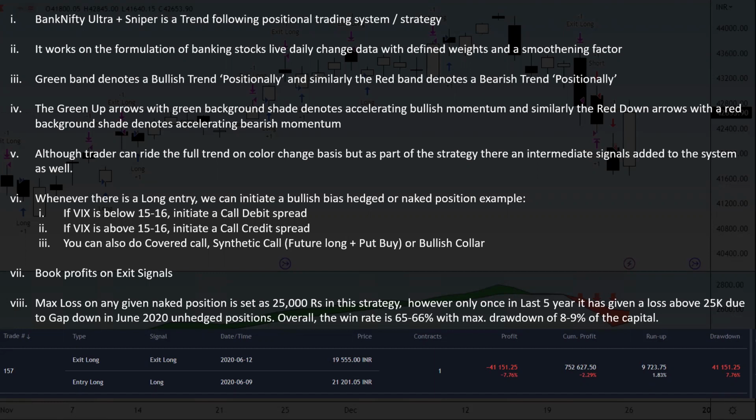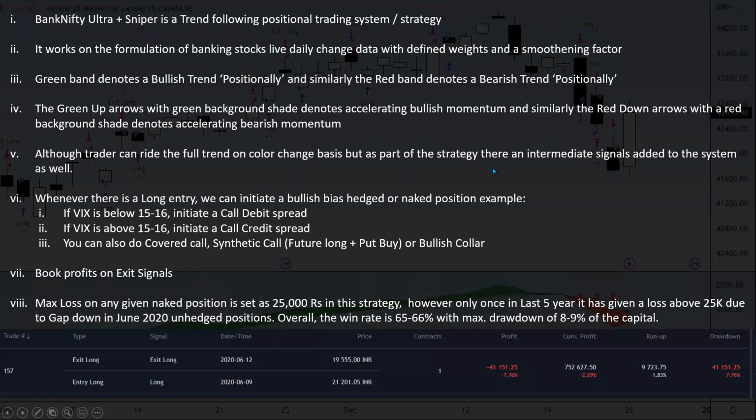However, only in the last 5 years, we'll see in the backtesting, it has given a loss above 25,000 due to a gap down in June 2020, and the position was unhedged. So it gave, due to it being an unhedged position or a naked future, and the market opened gap down. So you can do nothing. You have to book whatever loss it gave.